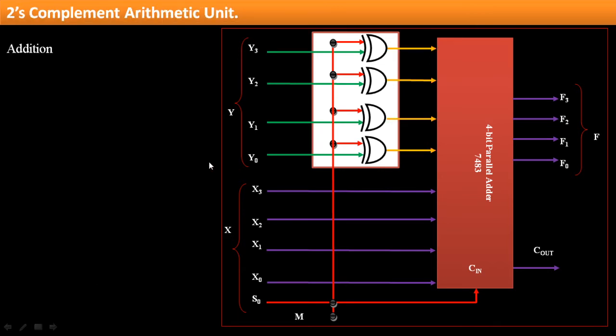Now there are 2 sections. We have y and we have x, and it is having a 4-bit parallel adder, and the output is given by F. And we have an M, which is actually the control, which selects whether the unit is going to go for addition or subtraction. Now let's go for addition.